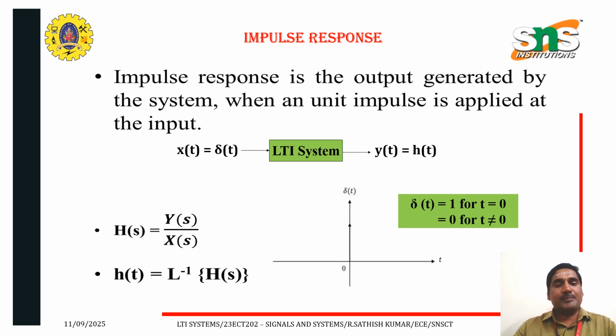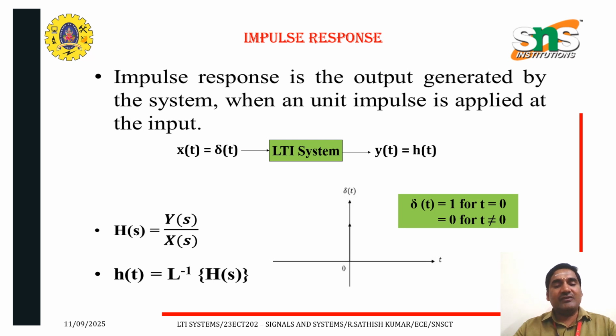What is meant by impulse response? Impulse response is the output generated by the system when the unit impulse is applied at the input. x(t) is nothing but δ(t) can be applied to linear time invariant system which can produce the output as y(t) is equal to h(t). δ(t) is equal to 1 for t is equal to 0, 0 for t not equal to 0. System transfer function can be defined as H(s) is equal to Y(s) divided by X(s).